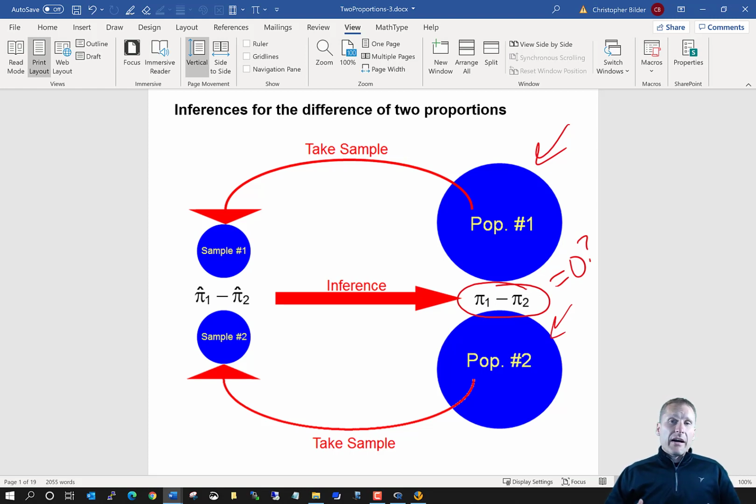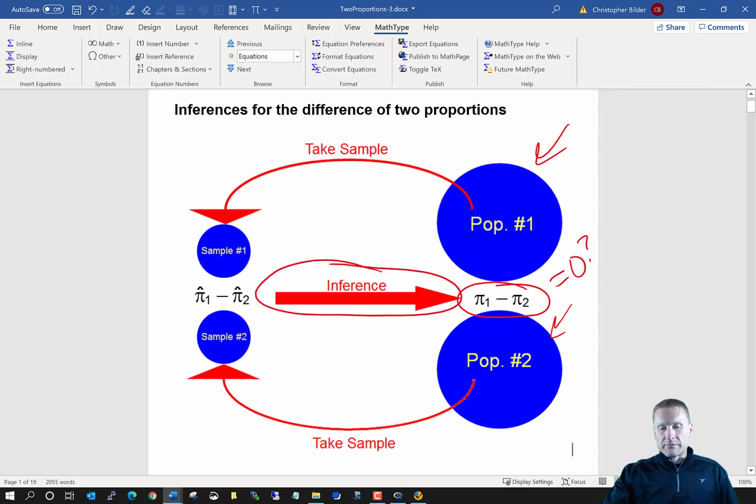Once again, you can think of it in different ways. For example, pi hat 1 could be the observed prevalence from sample number 1. Pi hat 2 would be the observed prevalence for sample number 2, if maybe we're talking about estimating disease prevalences. So using this information from the samples, we're going to try to make inferences back to those population values.